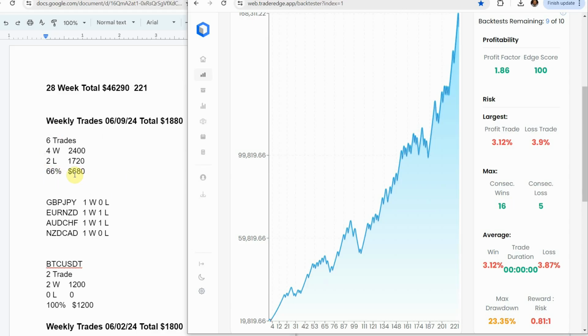Would have been a gain of $680. On the crypto coin, we did 2 trades, 2 winning trades, a 100% win rate, and would have been a gain of $1,200. For the week total, we would have been up $1,880. And over the 28-week total now, we would have been up $46,290 over 221 trades. And so you can see more stats on the strategy here and the growth of the equity there. So really good stuff from the Academy of Forex Indicator.